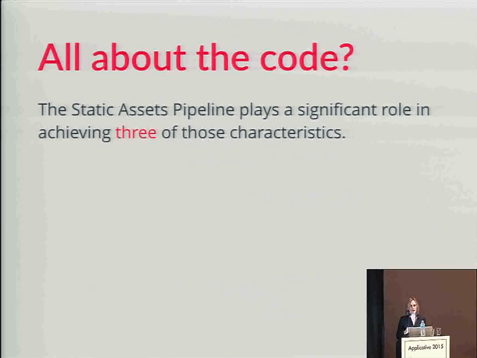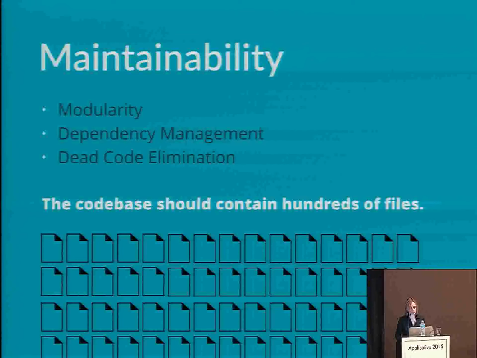Sometimes we add an enhancement to the static asset pipeline, and suddenly we were able to write more sustainable code. So it plays a big role on at least 3 of those characteristics. Maintainability first. It's achieved through modularity. You need to apply the single responsibility principle and break down your code into cohesive modules. And you also need to trace down dependencies. That's the only way you will be able to remove obsolete code when you don't need anything. I mean, that's not part of the code base anymore.